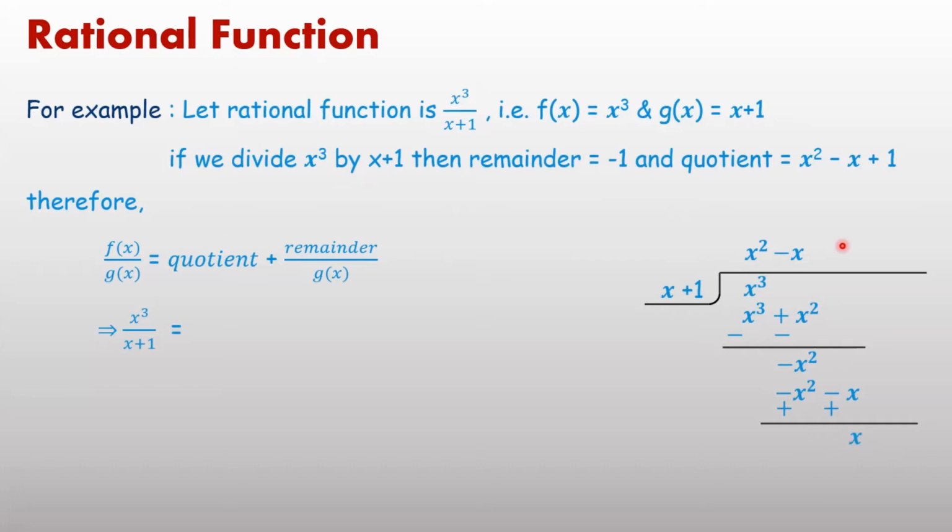Now next, here x is written and x + 1 is given. How many times? 1 time. Then multiply x + 1 by +1, we will get x + 1. Again subtract, x cancels out, and the remainder is -1. Therefore x³ upon x + 1 we can write as the quotient, that is x² - x + 1, plus the remainder -1 upon x + 1. And after that, the second term we can easily integrate.